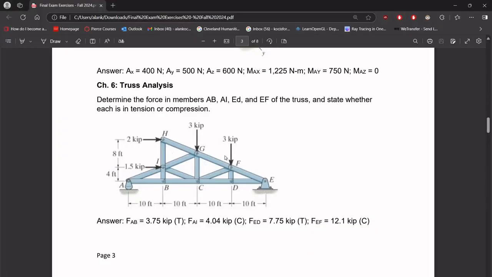All right, for this problem, we're given this truss. We're given these 4 forces, 1.5 kilopounds, 2 kilopounds, and then two 3 kilopound forces. And we want to find the force in members AB, AI, ED, and EF.